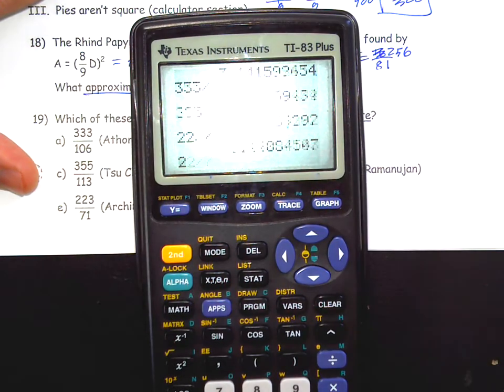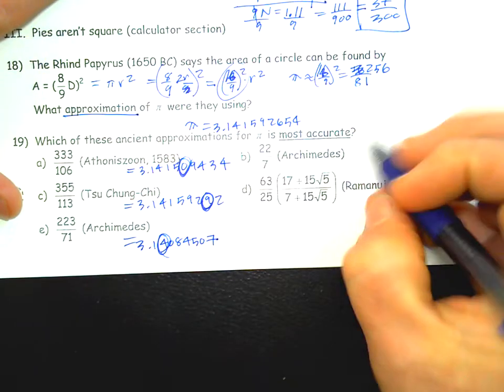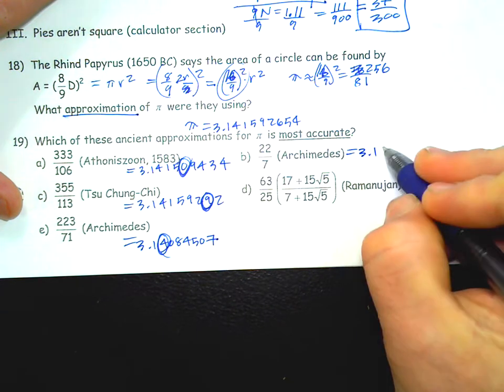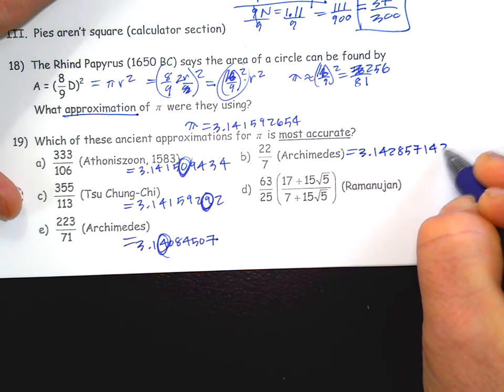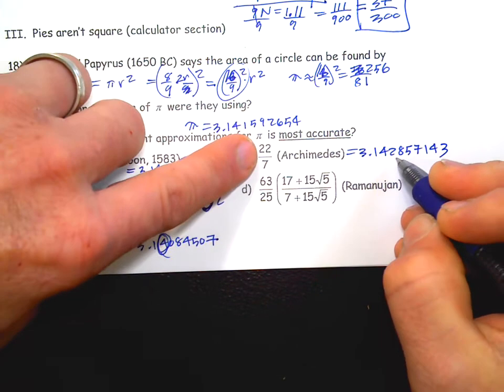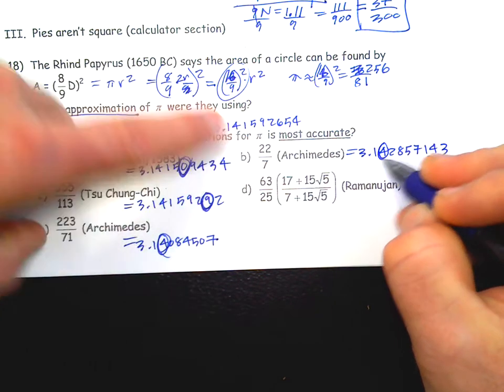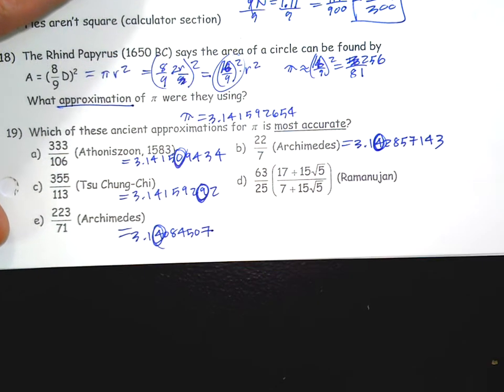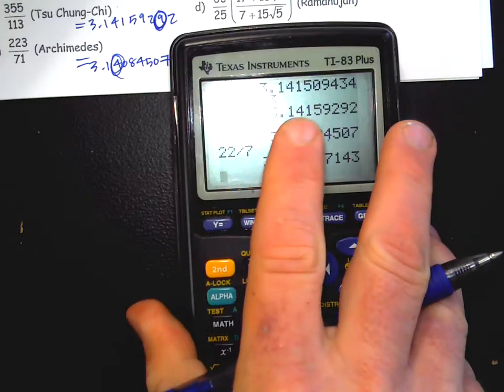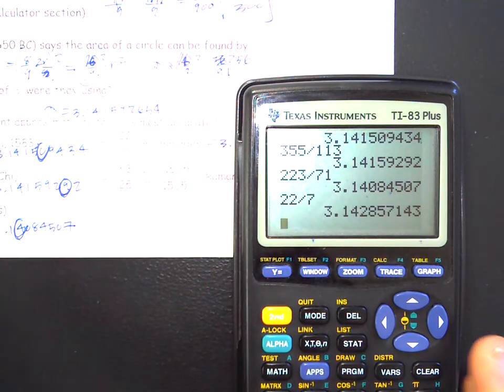22 over 7 is 3.142857143. So that one's not that good, it's accurate only to right there. So Archimedes had a couple, and they both were about as good as each other. This one's a little more complicated, but we could type that in.